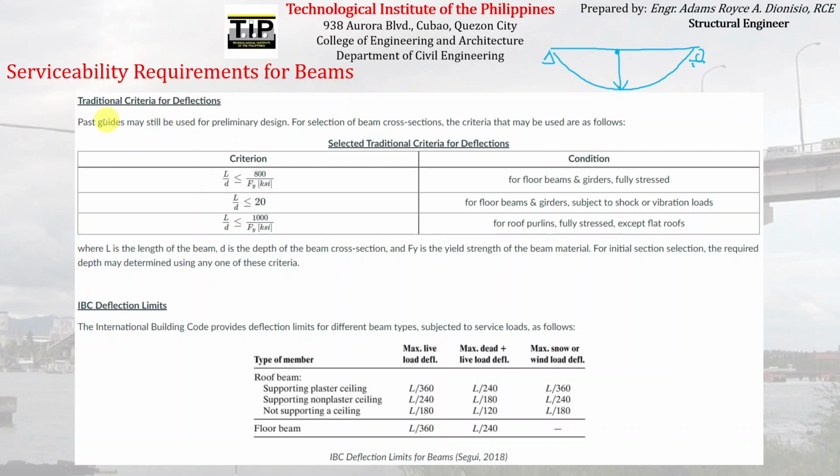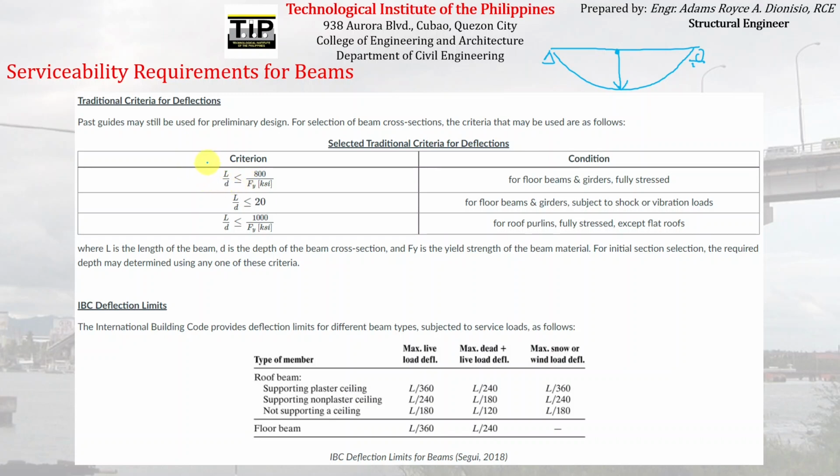Okay, so if we will try to use the traditional criteria for deflection, we can use this particular table. Past guides may still be used for preliminary design. For selection of beam cross sections, the criteria that may be used are as follows. So ito yung mga selected traditional criteria for deflections that we can use.